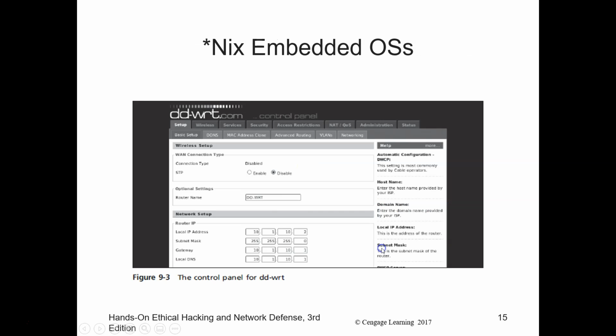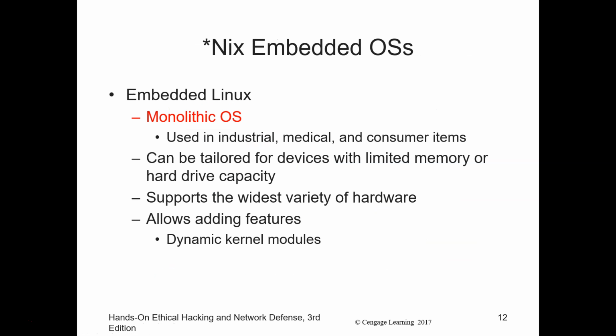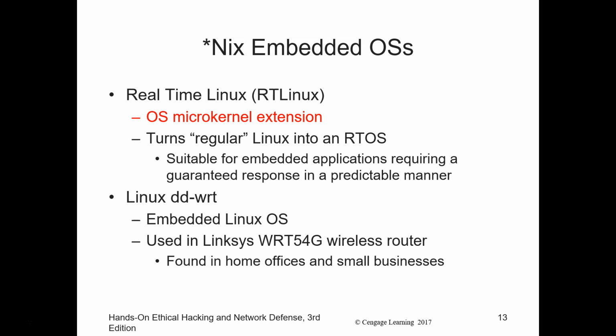On the other hand, the microkernel, which I'm going to talk about in the next slide, is basically a regular Linux operating system that is converted into RTOS. This is suitable for embedded applications requiring a guaranteed response in a predictable manner. For example, when you buy a wireless router for your home network, it has an embedded Linux operating system. So the microkernel is used for more complex things instead of simple ones.